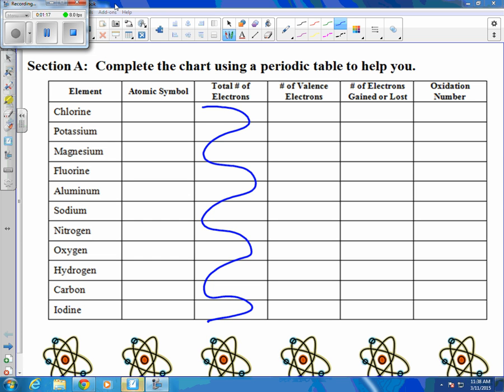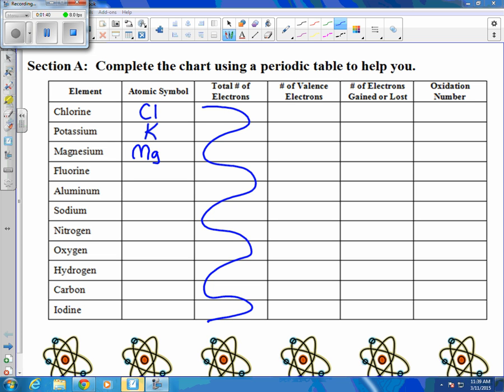Let's do some symbol review. See what you guys know. What is the atomic symbol for chlorine? Cl. And it's always written with the first letter capitalized, the second letter not. What about potassium? Anybody know potassium? Okay, good. Magnesium, Mg.